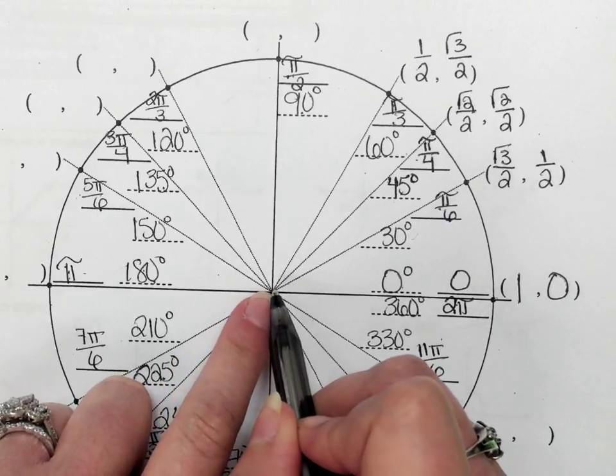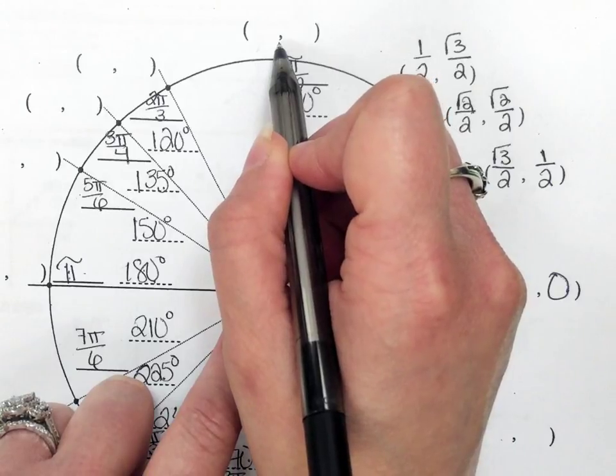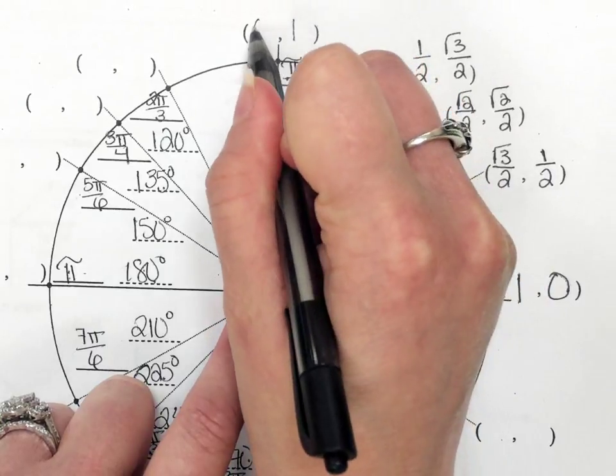All right, let's go to 90. Here we go, 90. I'm going up 1. If I'm going up, where does that 1 go? For the x or for the y? For the y. That means that my x is 0.